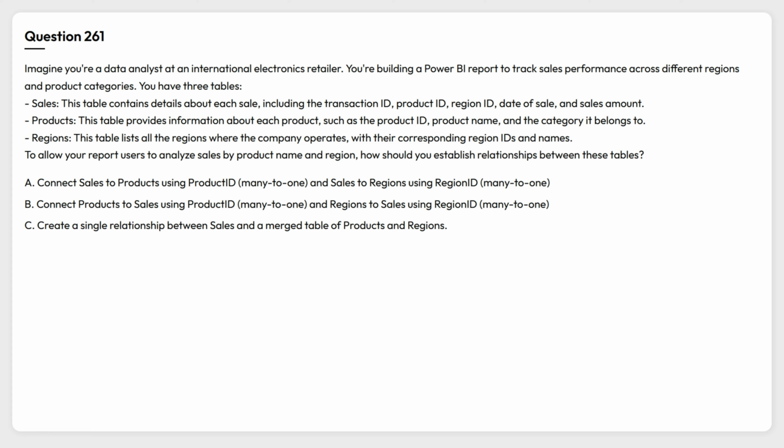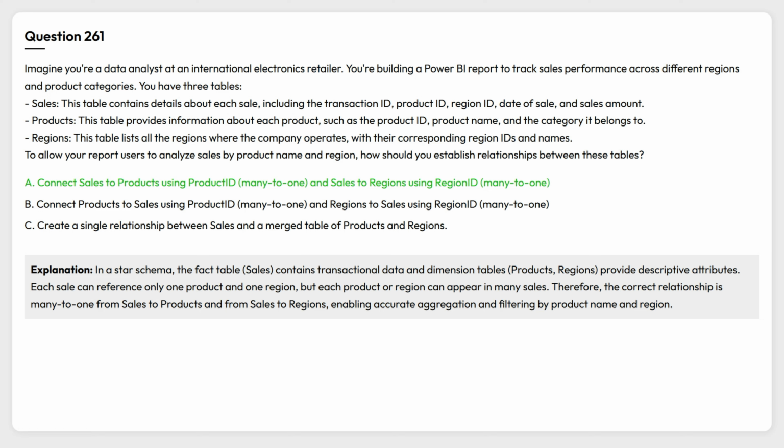Option C. Create a single relationship between sales and a merged table of products and regions. The correct answer is option A. Connect sales to products using product ID, many to one, and sales to regions using region ID, many to one.